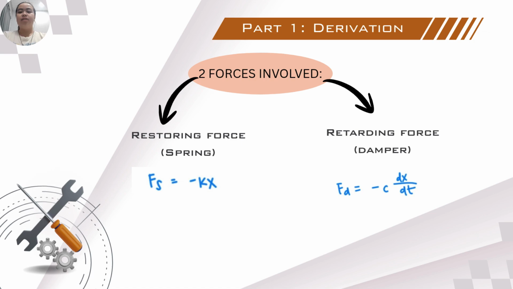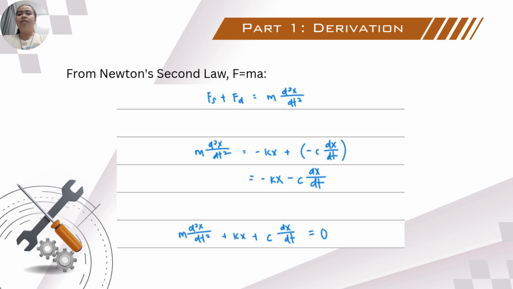So first we need to analyze the two forces involved. The first one is the restoring force, which is Fs equals negative kx, and secondly is the retarding force, which is Fd equals negative c dx over dt. So next we apply Newton's second law and we substitute our expressions.